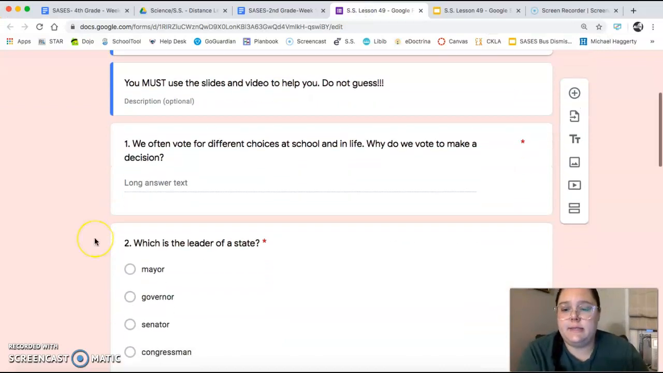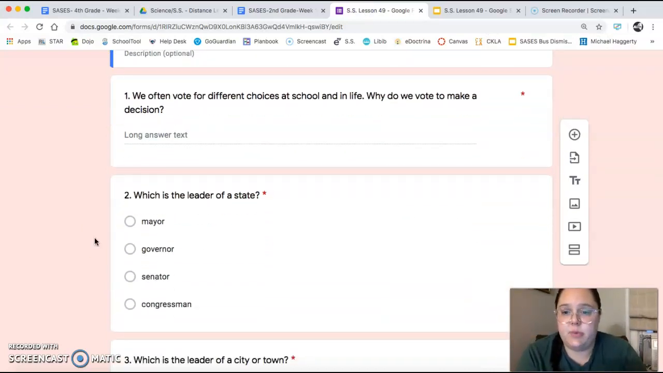All right, let's read these questions. Number one is a written response. It says, we often vote for different choices at school and in life. Why do we vote to make a decision? So why vote? Why don't we just decide a winner? Why do we have to vote on it? Why is voting so important?